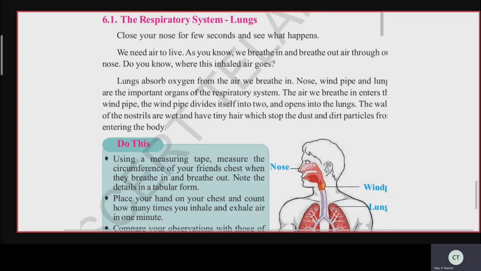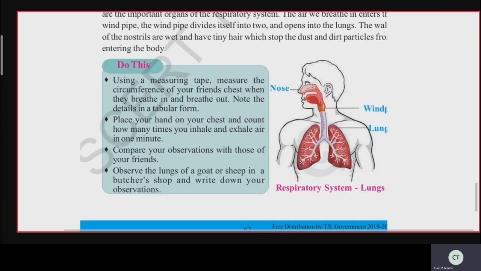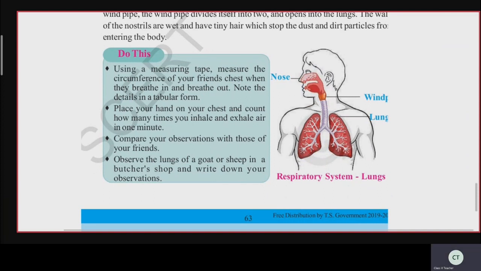Okay, and the nostrils stop the tiny dust particles with the help of the hair in the nostrils. Now let us see here: windpipe, nose, lungs. Okay, respiratory system, lungs.